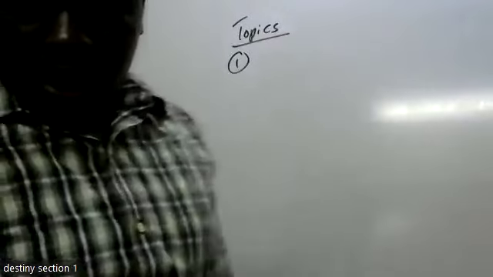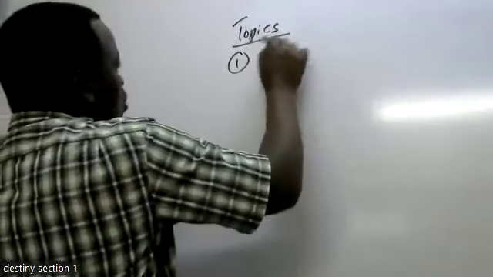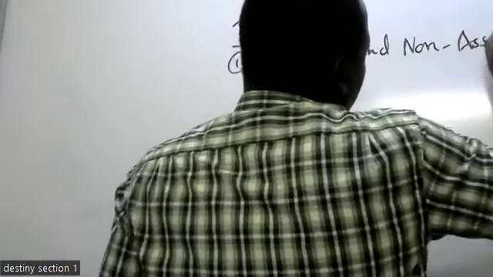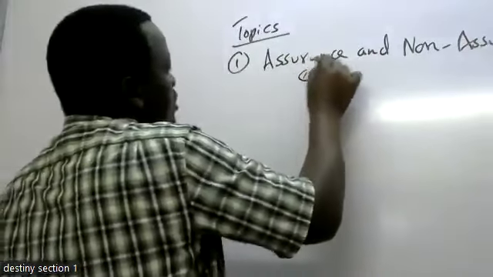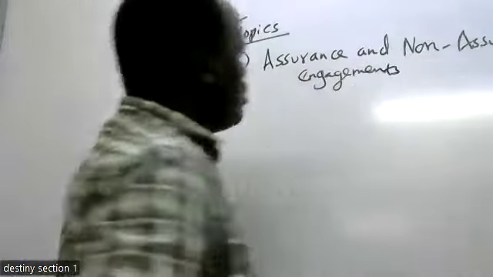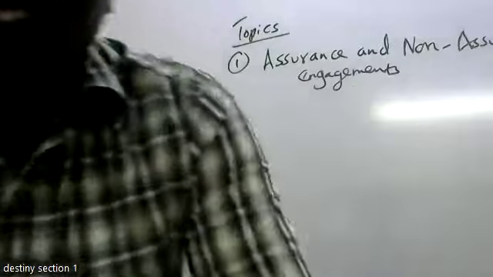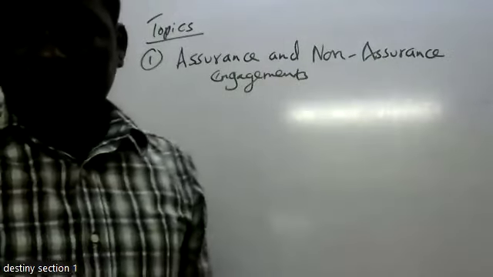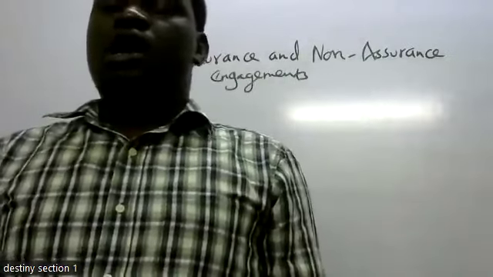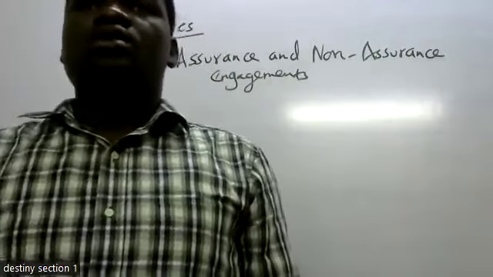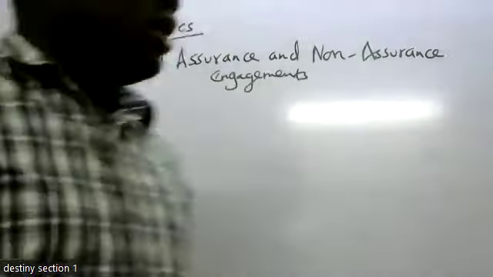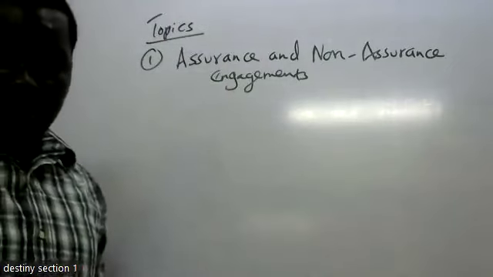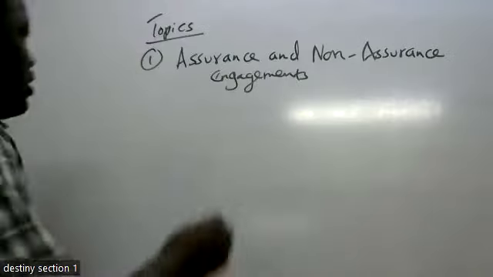So our topic one is assurance and non-assurance engagements. In this topic, we're going to learn what an assurance engagement is and how it differs from a non-assurance engagement. We're also going to look at the various elements that underlie assurance and non-assurance engagements as per the relevant auditing and assurance standard. Then topic number two is audit framework and regulations.